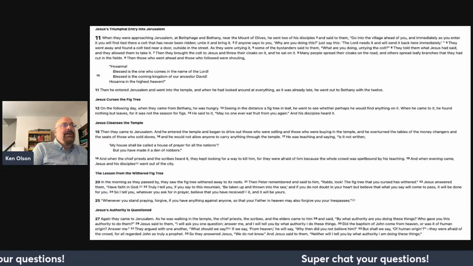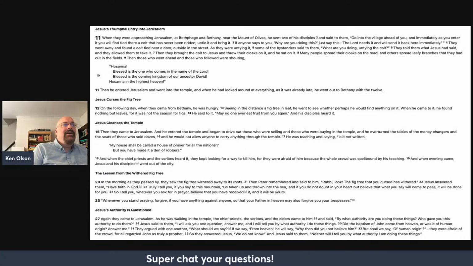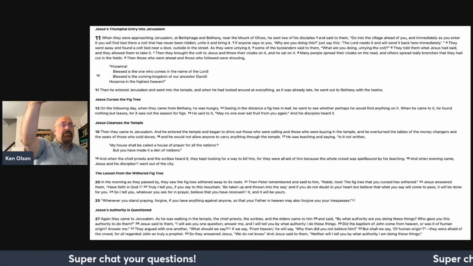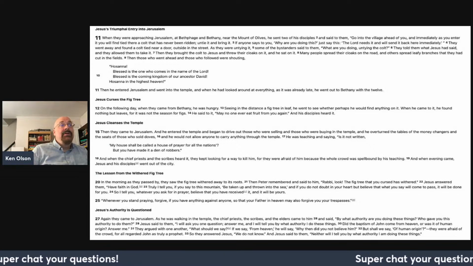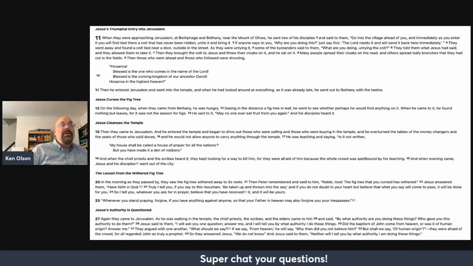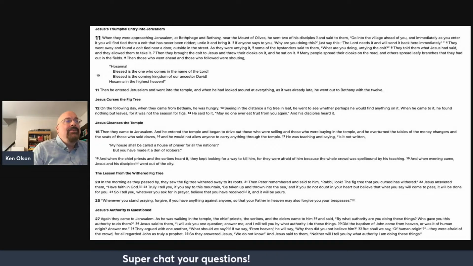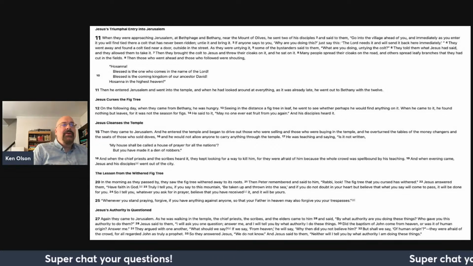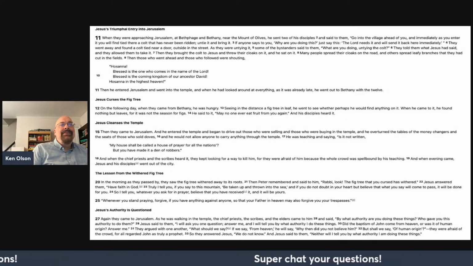And as he's leaving, we have the lesson from the withered fig tree. Before Jesus goes and threatens to destroy the temple, he curses a fig tree. And as he's leaving, they come upon the fig tree, and in the morning as they passed by, they saw the fig tree withered away to its root. Then Peter remembered and said to him, "Rabbi, look, the fig tree you cursed has withered."